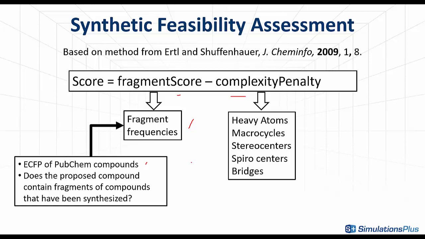Then when you take an arbitrary compound, you break it up into these fragments, and you see how many of the fragments have a high occurrence within PubChem. And the idea is, does the proposed compound contain fragments of compounds that have been synthesized? If so, it's more synthetically accessible. Then we also penalize for larger number of heavy atoms if there are macrocycles, stereocenters, spirocenters, or bridgehead atoms.